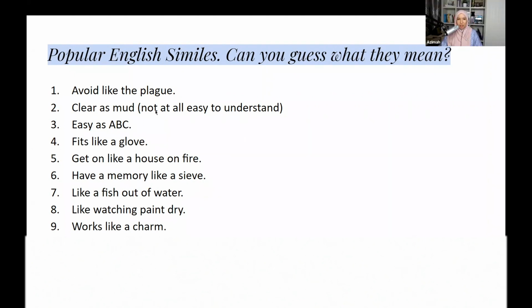Number 2, clear as mud, because I've never used this, so I had to check. Is it sarcasm? It's not. It's just like when you say, yeah, it's as clear as mud. It's not clear at all. Because I thought it was sarcastic, but it's not. It's just a saying to mean it's not clear. I never use this. So maybe you can try it at the workplace.